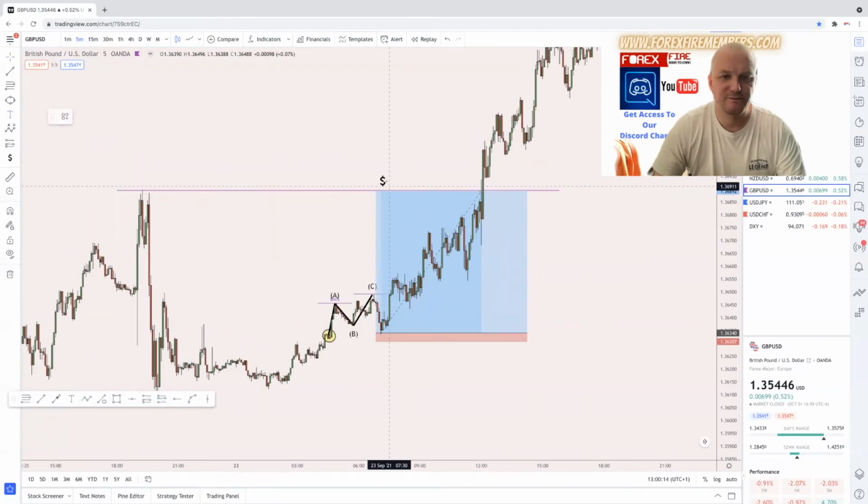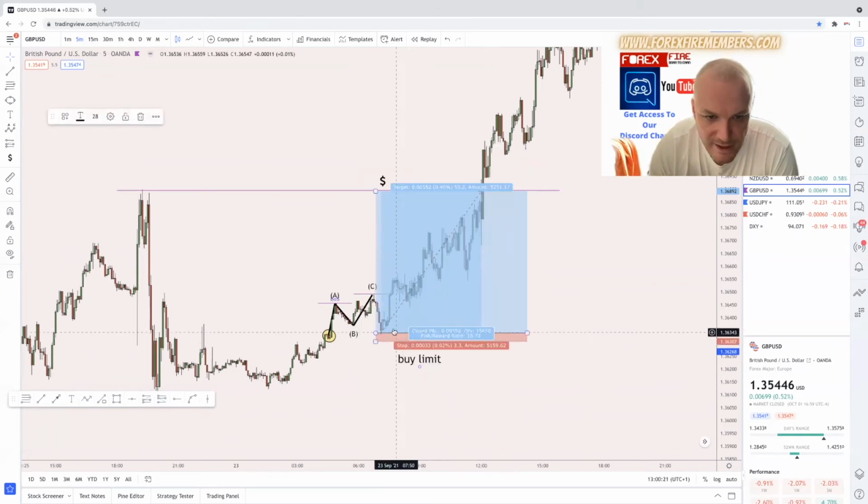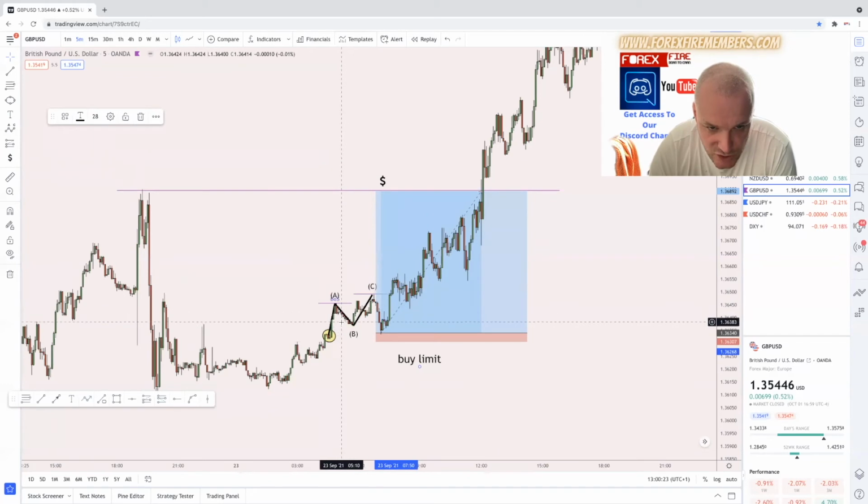That's correct. That there is a buy limit, simply because we've anticipated the break of structure. Okay, liquidity on the high side.